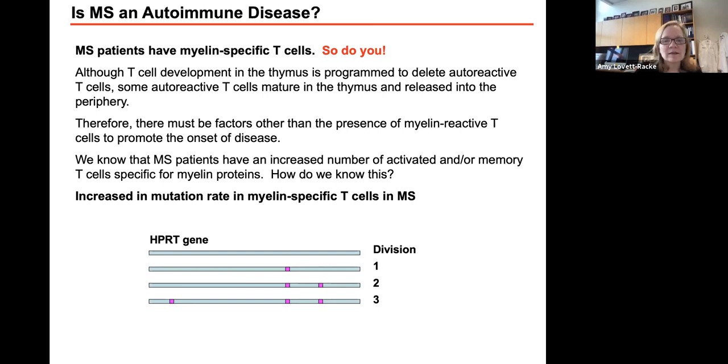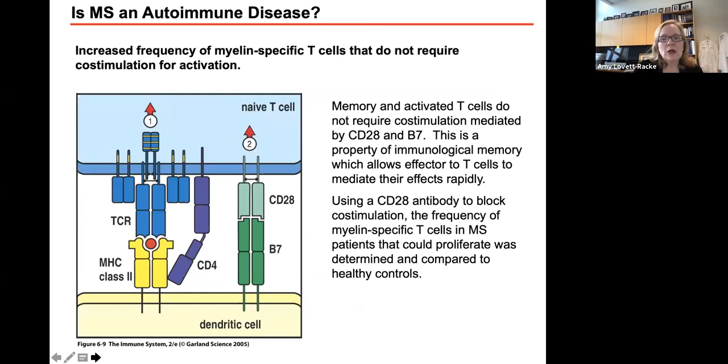So this study looked at the mutation rate in the HPRT gene in myelin-specific T cells that came from healthy individuals, or myelin-specific T cells that came from MS patients. And they found an increased mutation rate in the myelin-specific T cells from MS patients compared to controls, suggesting that those T cells had proliferated more often than the myelin-specific T cells from healthy controls. So this was one of the first pieces of evidence that said there was some difference between those cells in a control and an MS patient.